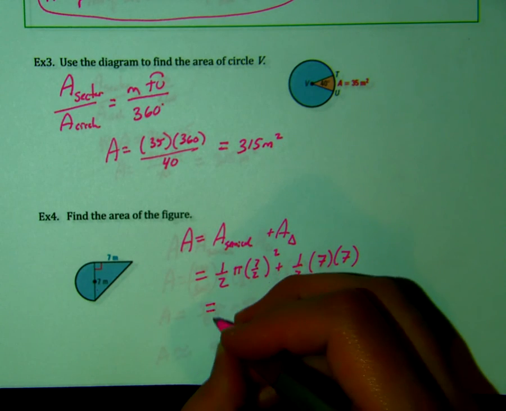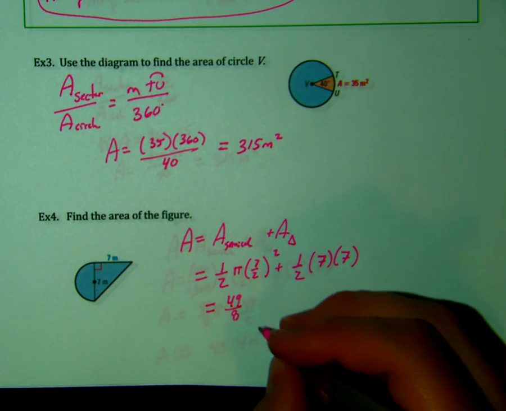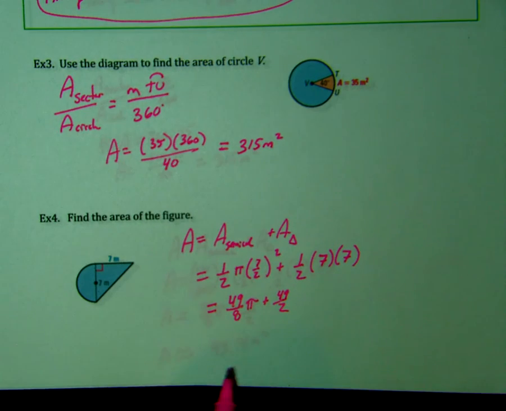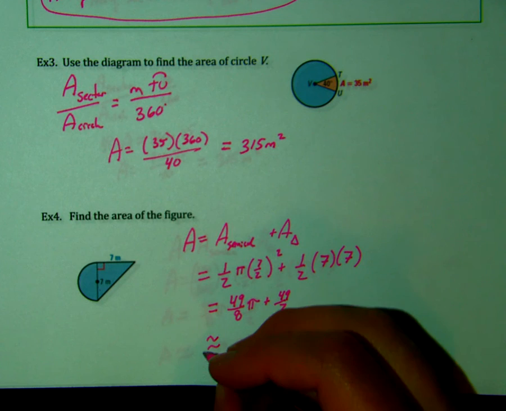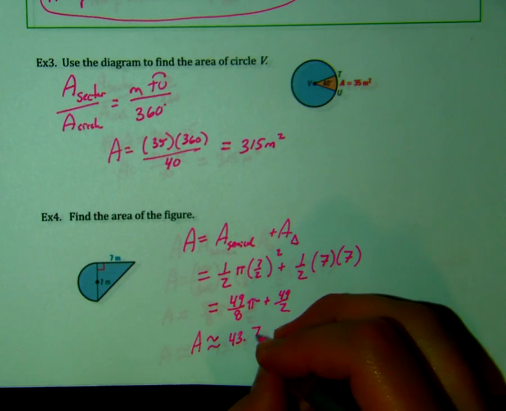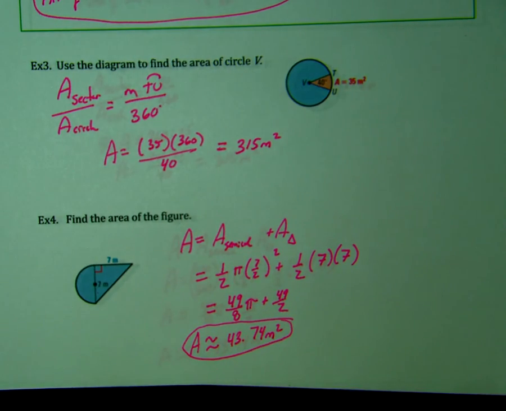If you want the exact answer, it's pretty wild. So it's 49/8 pi plus 49 halves. These things can't be added because this has a pi, this one does not. So who knows what this number is? So we're probably better off just going with this approximation. This is about 43.74 square meters. Okay, so that's it. Sector area is just a fraction of the area of the whole circle, and arc length is just a fraction of the circumference of the whole circle. Good luck.